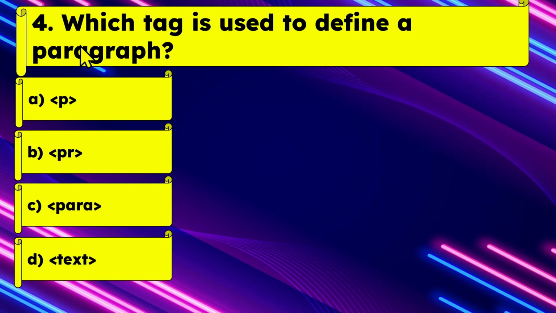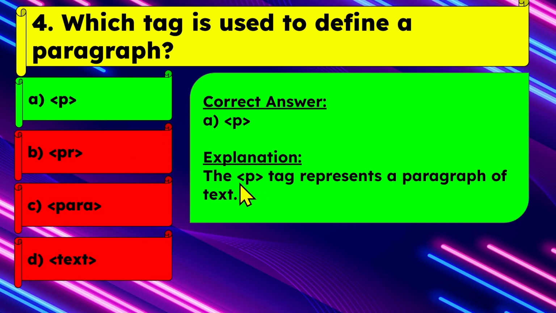Our fourth question is, which tag is used to define a paragraph? Option A, p tag. Option B, pr tag. Option C, para tag. Or option D, text tag. So here the correct answer will be option A, p tag. The p tag represents a paragraph of a text.